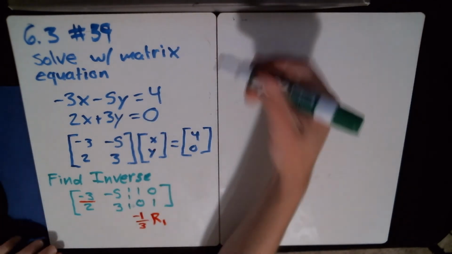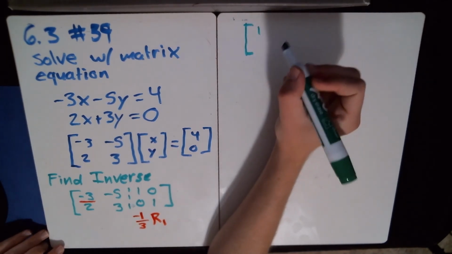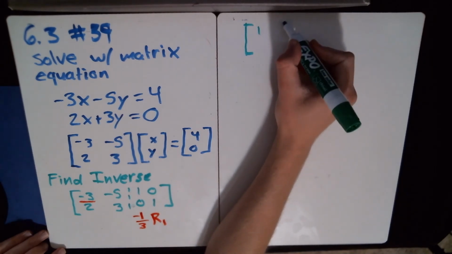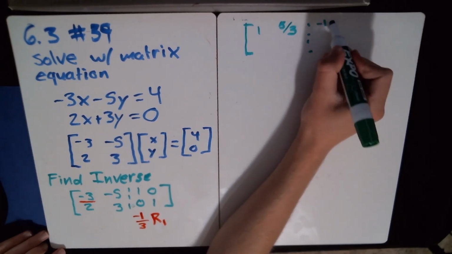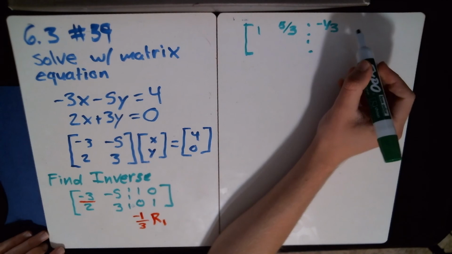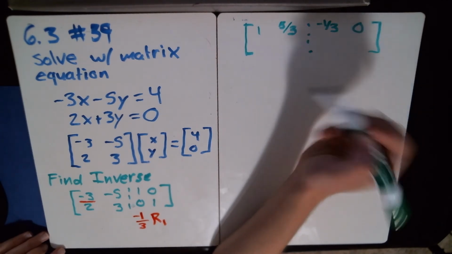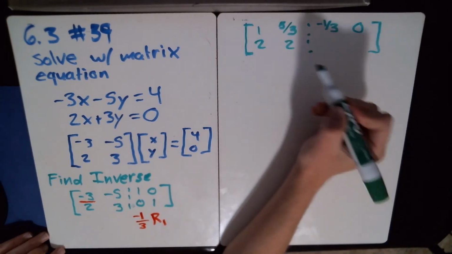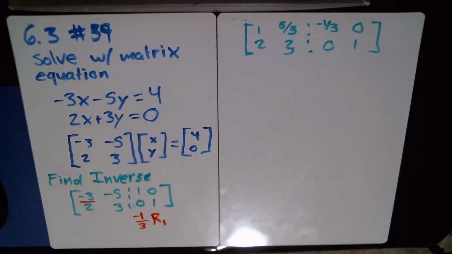So what have I got when I do that? We get 1, and then -1/3 times -5 would be 5/3. Then we've got -1/3 times 1, which is just -1/3, and then 0 times -1/3 is 0. Okay. Then 2, 3, 0, and 1. Okay, so that's our new matrix that we got.